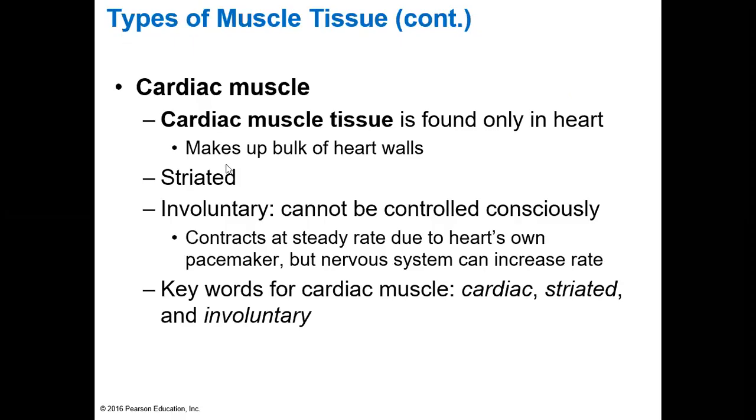Cardiac muscle is also striated, but not in the same way as skeletal muscle. It has these things called intercalated discs that branch and break apart the muscle in different ways. It's involuntary. You can't control your heartbeat. You can do things to speed it up and slow it down, but you can't physically say, I'm controlling my heartbeat right now, and make it slow down or speed up. So keywords for cardiac are cardiac, striated, and involuntary.